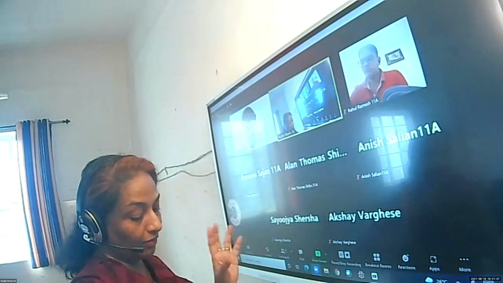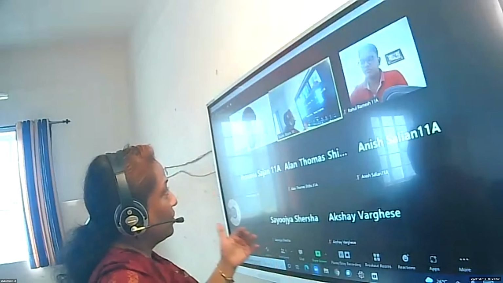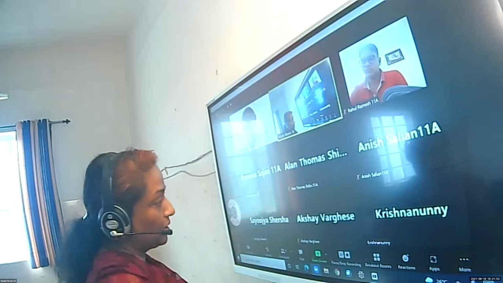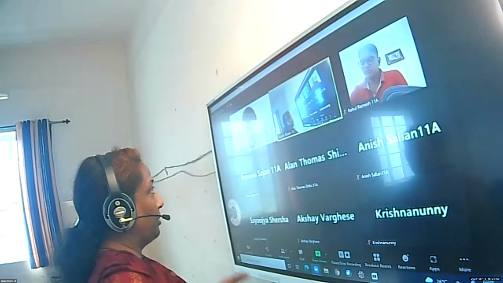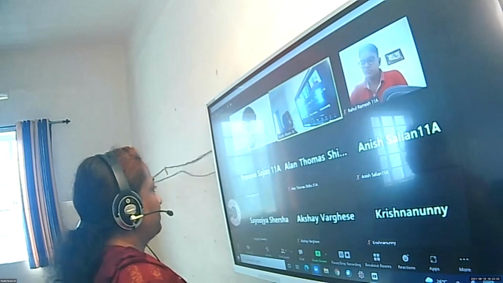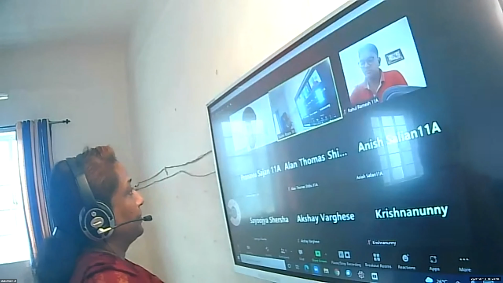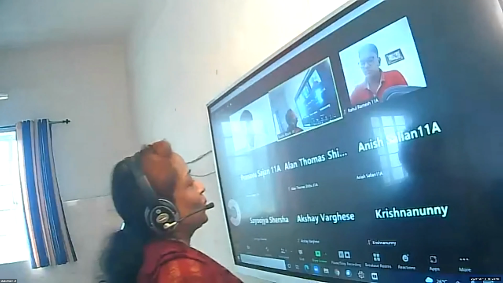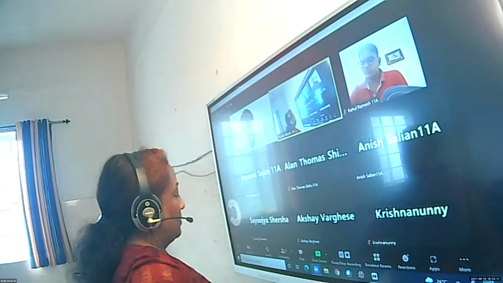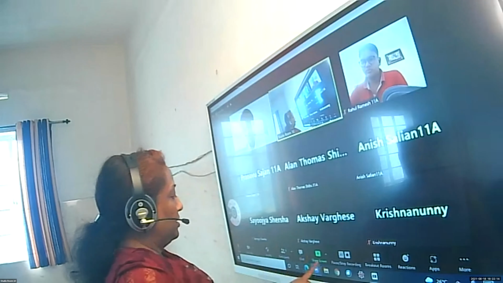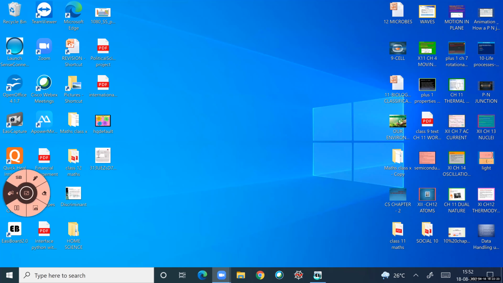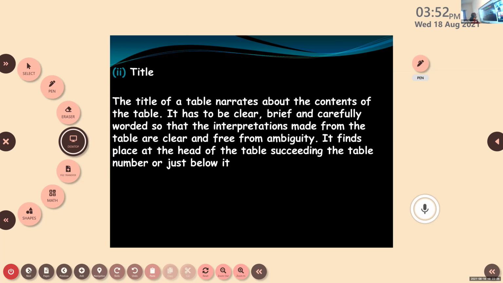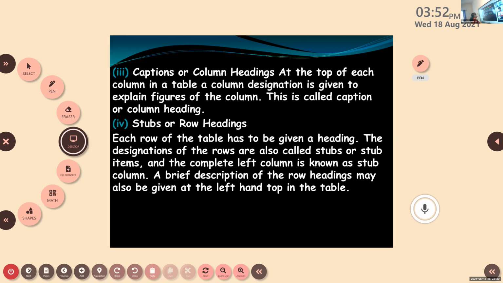Okay. Now below that, the first one, geometric diagram. There are also some classifications. Below the geometric design, there are two divisions. Anish, can you tell? What are the two divisions? Sayujya, do you know? Bar diagram and pie diagram. Okay, so two divisions.